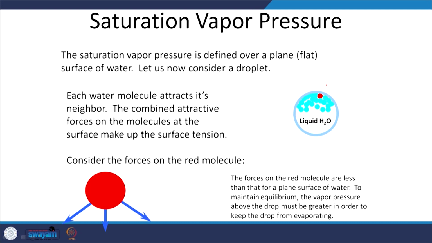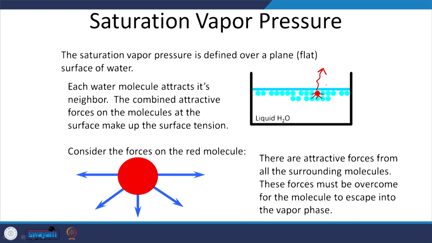So the saturation vapor pressure is defined over a plane surface of water. Now, what is saturation vapor pressure? This is the vapor that is existing here, and this is the liquid. The vapor is exerting some pressure on the surface. When do you call it saturation? When the rate of evaporation and the rate of condensation are equal, you call it saturation, and the pressure exerted at that point is the saturation vapor pressure over a plane surface of water.